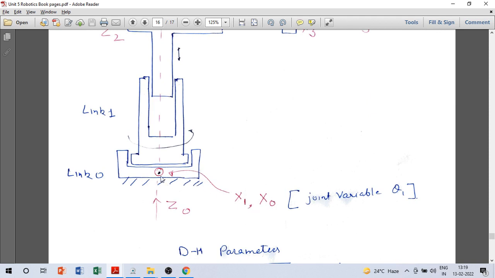x0 and x1 we take in the same direction when the manipulator is in home position. So x0 is also along x1, but the direction of x0 does not change, while the direction of x1 will change when this link rotates. At the revolute pair there is rotation, so there is a joint variable, an angle theta there. It is not that they are always in the same direction. There is a joint variable.